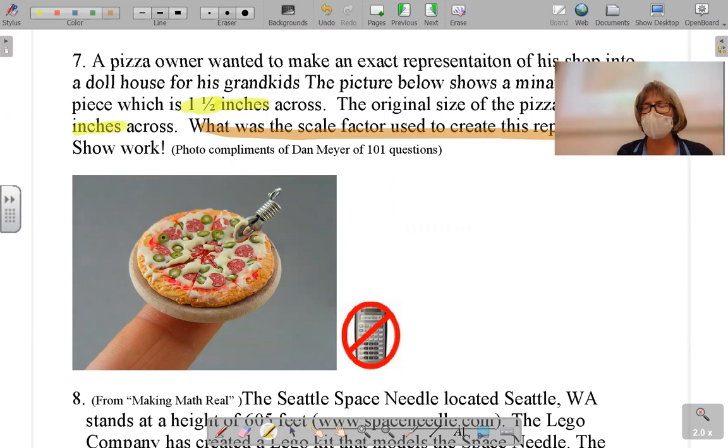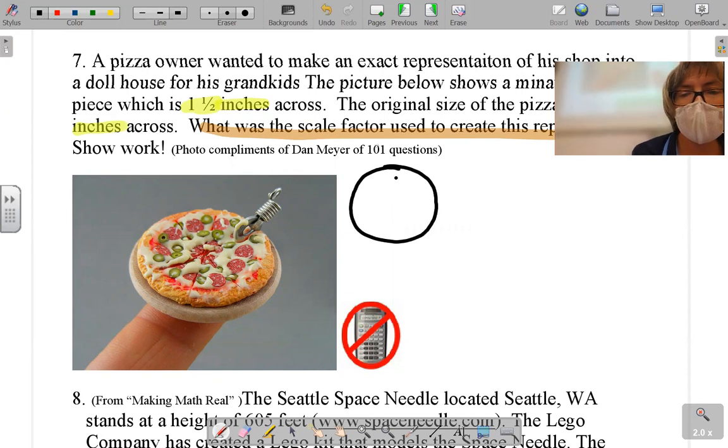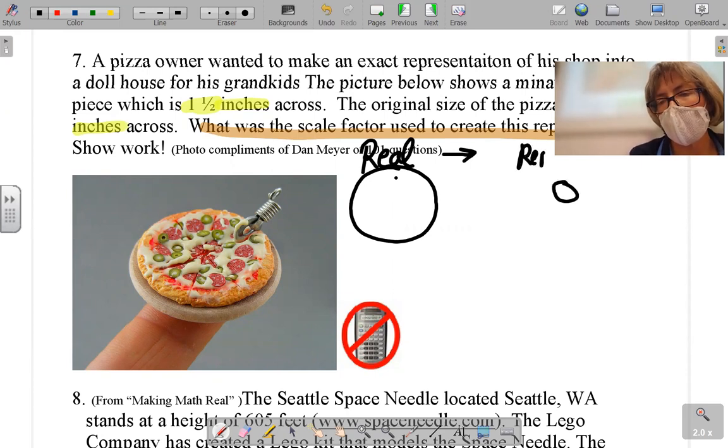Look at the orange. How's that phrased? That's a really important question, how it's phrased. Exactly. What's the scale factor used to create is the key word. So we're going to go from the real pizza to the replica. You okay with what we're doing so far? You good so far? All right.